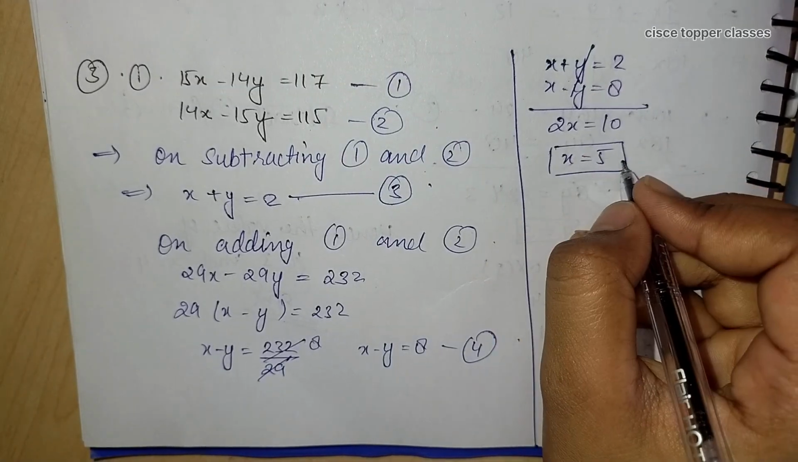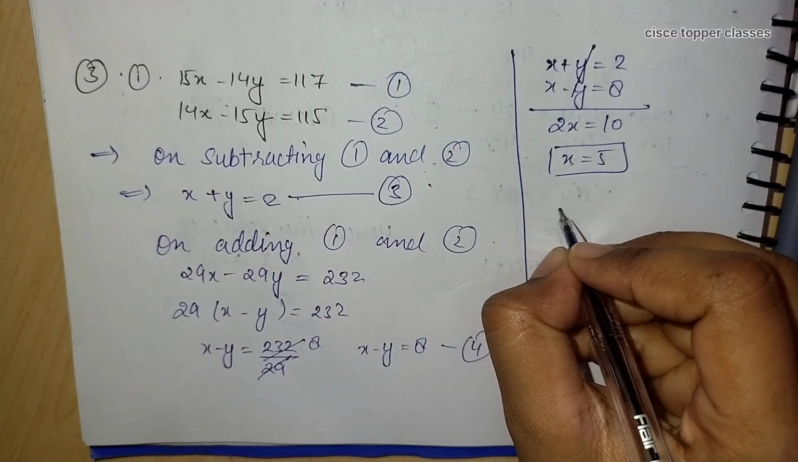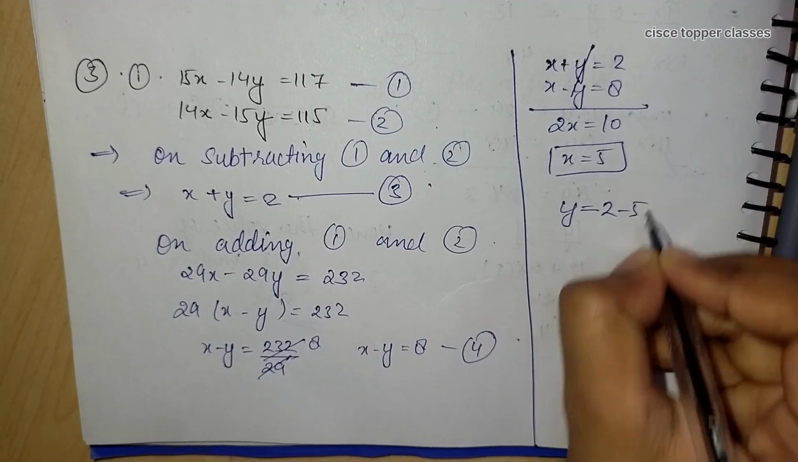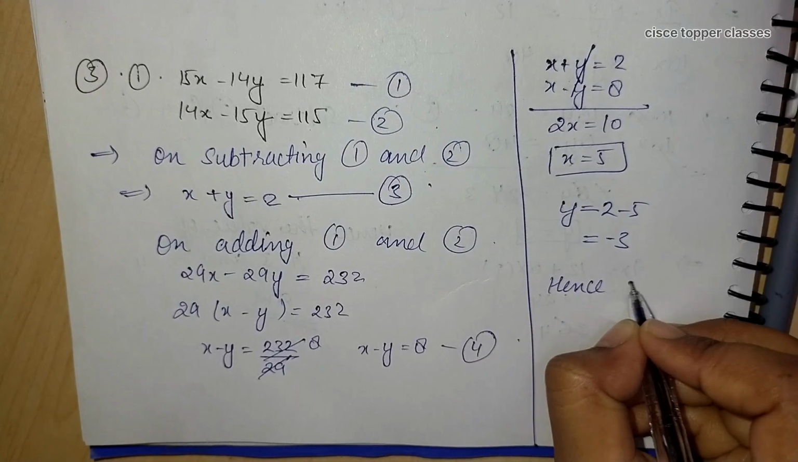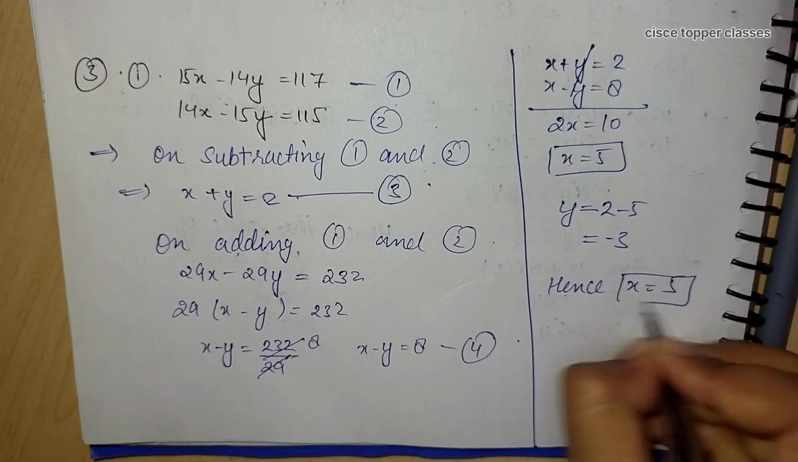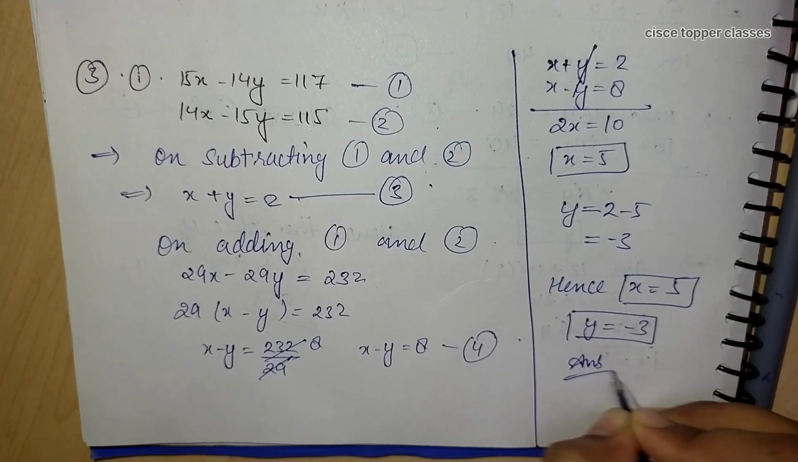Now by putting x is equal to 5, we can find the value of y from the third equation. So y is equal to 2 minus 5. Here we will get minus 3. Hence the final value of x and y is x is equal to 5 and y is equal to minus 3 is the answer in this question.